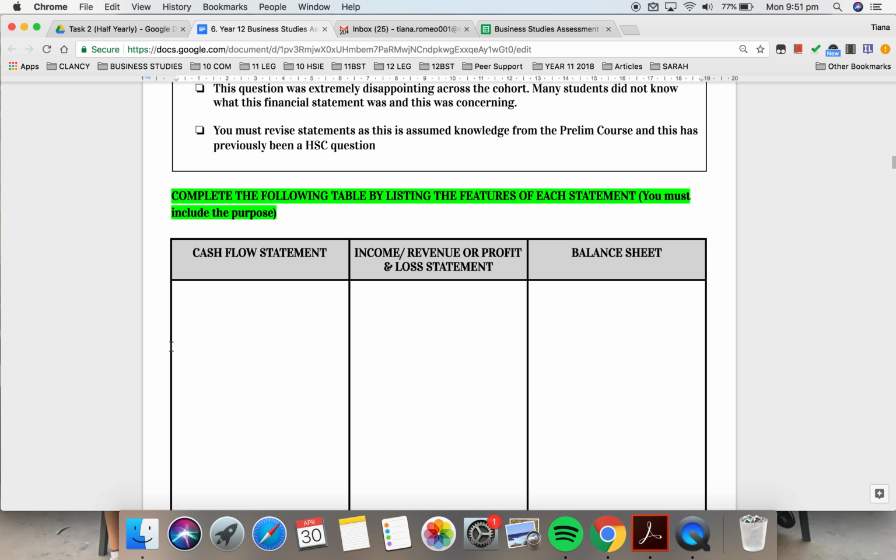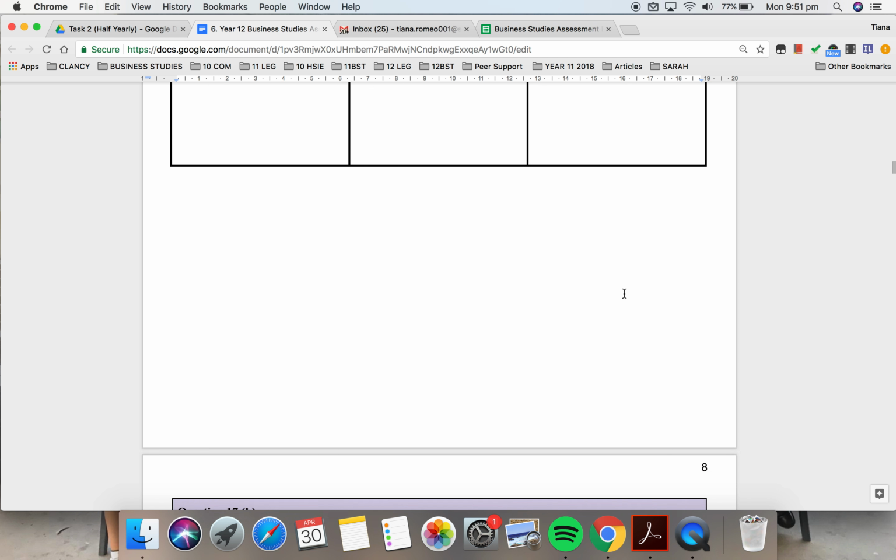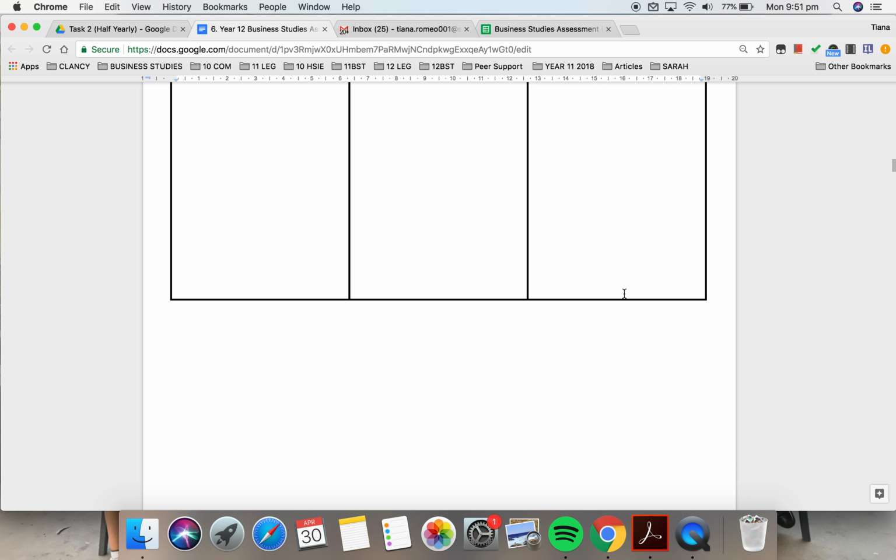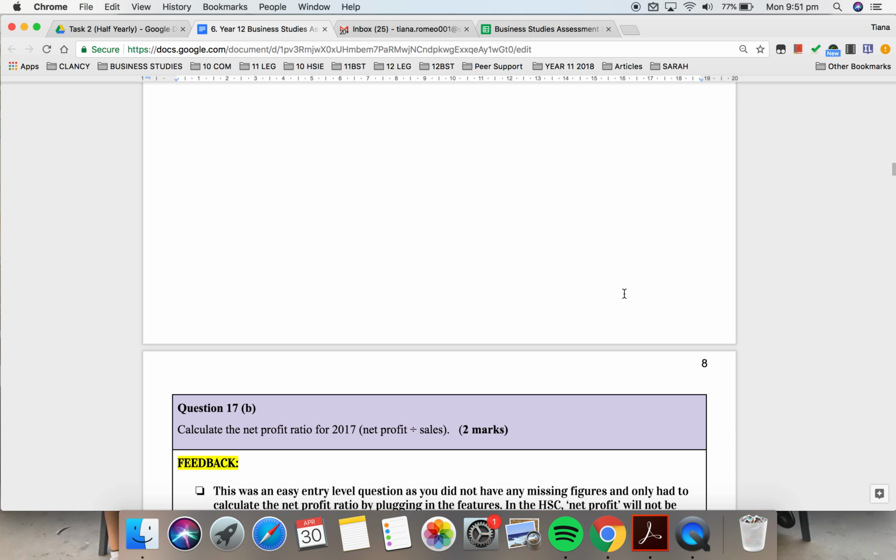So for a cash flow statement, what are the features that you can see on the statement? And what is the purpose of a business using this statement? The same for an income, revenue, or profit and loss statement, and the same for a balance sheet. So can you take some time now, pause the video and do that now.